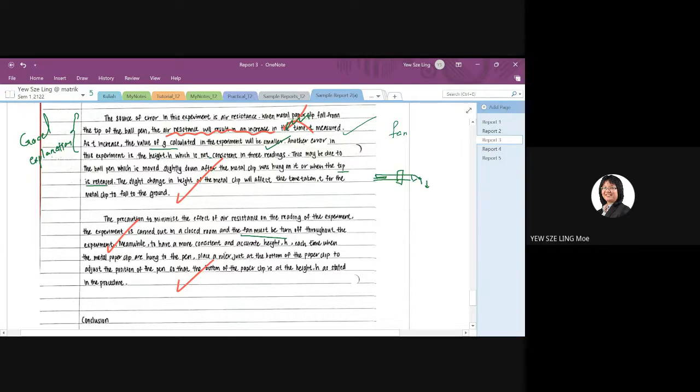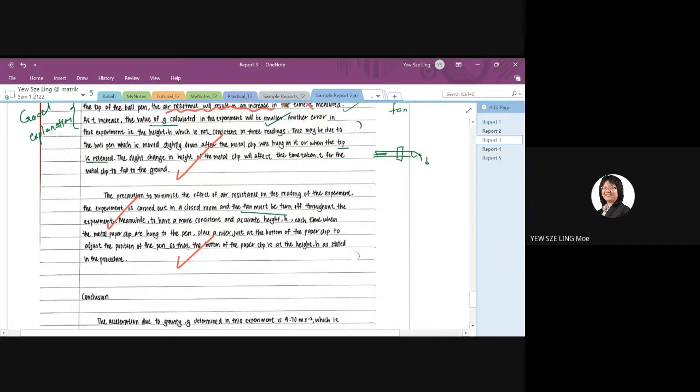Meanwhile, to have a more consistent and accurate height, each time the metal clips are hung on the pen, place a ruler near the bottom of the paper clip to adjust the position of the pen until the height is as stated in the procedure. So he checks it twice. After hanging the clip, double check it again with another, horizontal ruler. This can be one of the precautions. An additional ruler can be used as a very good precaution in your experiment.